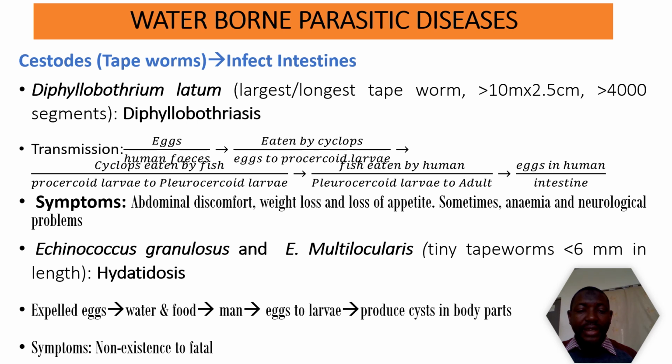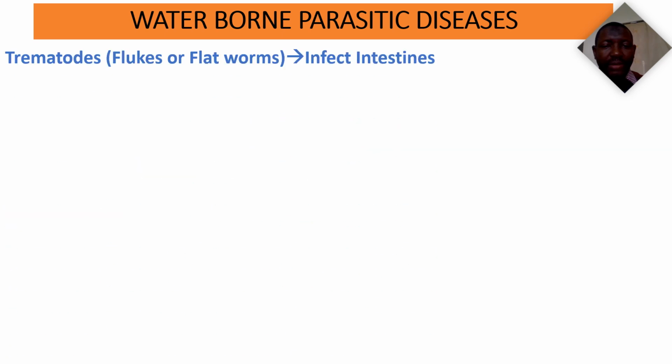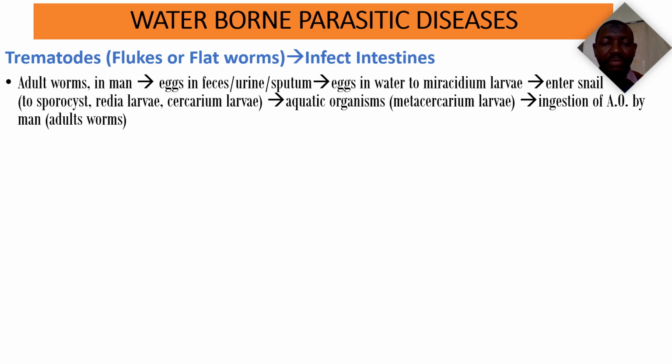So now let's look at the next parasite. The last category of parasites we'll talk about are the trematodes, which we said are called flukes or flatworms. These worms do not have segments in their body, so they are different from the cestodes. The cestodes have segments, while these are called unsegmented flatworms, and they generally infect the intestines. One thing about them is that these trematodes have a common life cycle.